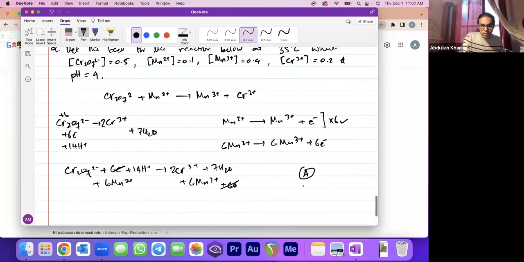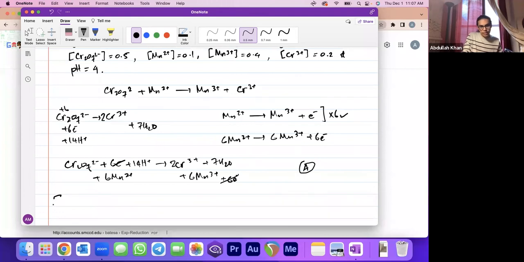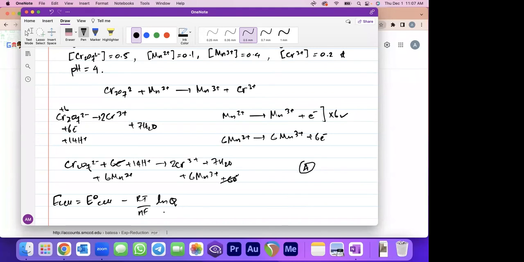And now employ the Nernst equation. So E cell equals E0 cell minus RT over nF ln Q. I think it is RT over nF. If I'm wrong, it's nF over RT. It's one or the other. Yeah, that's correct. Okay, thank you.